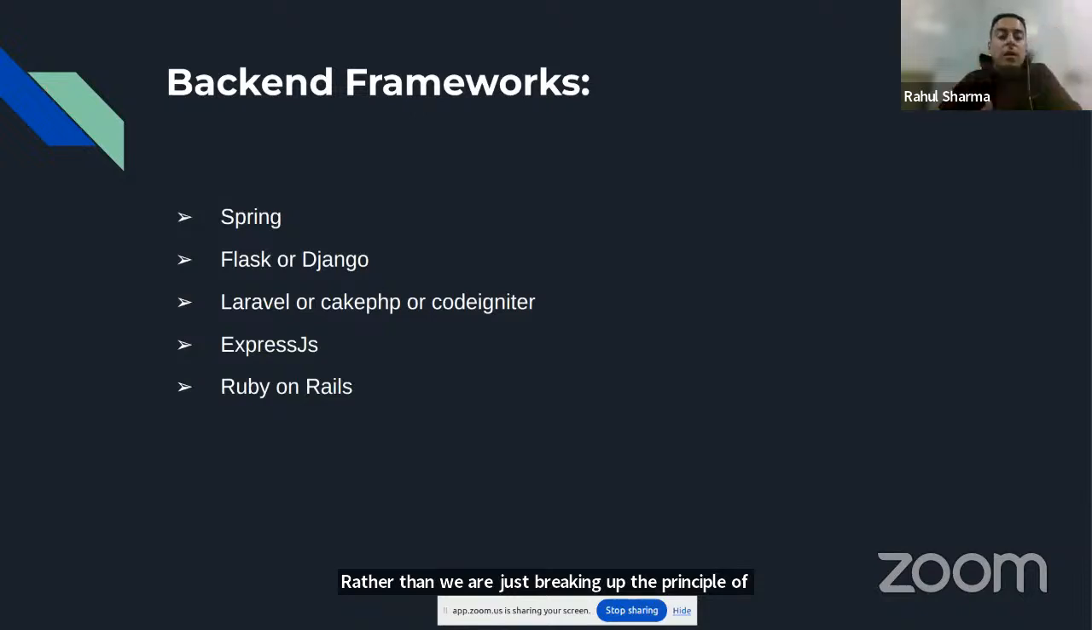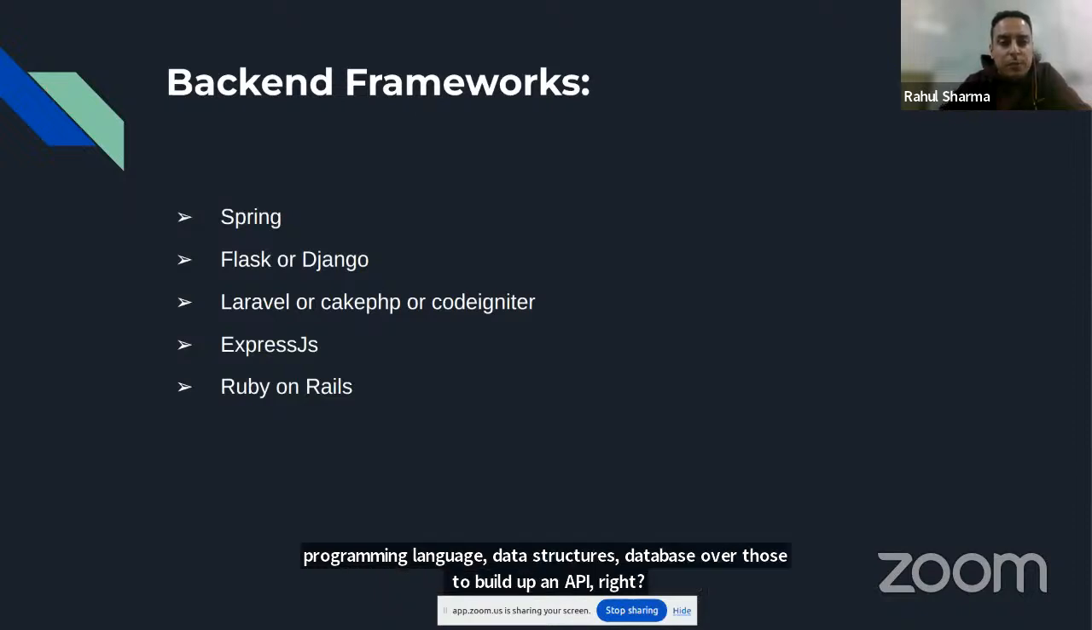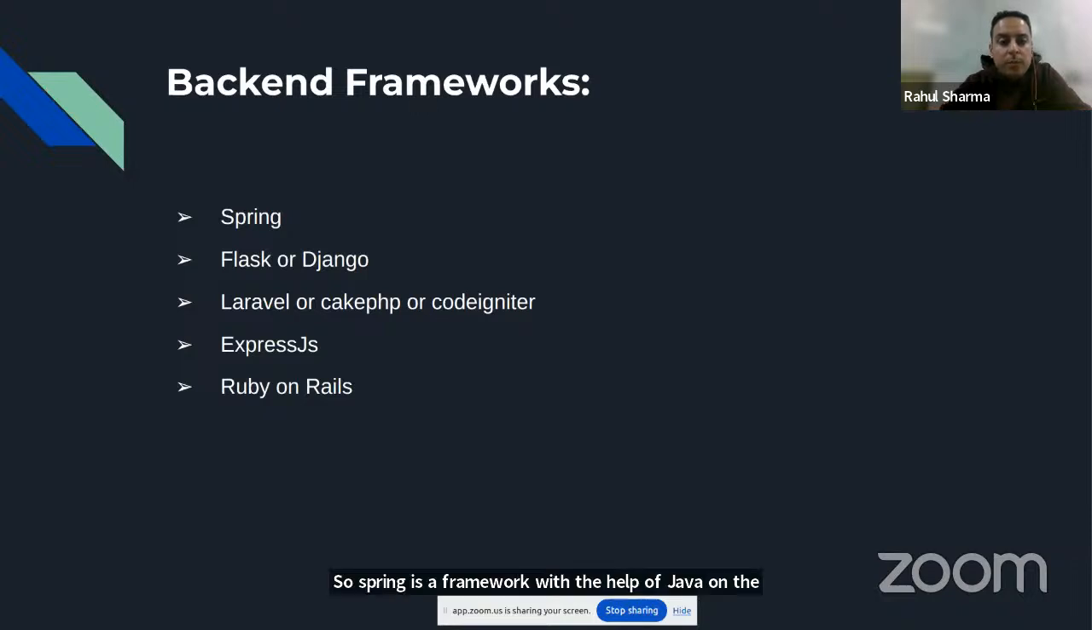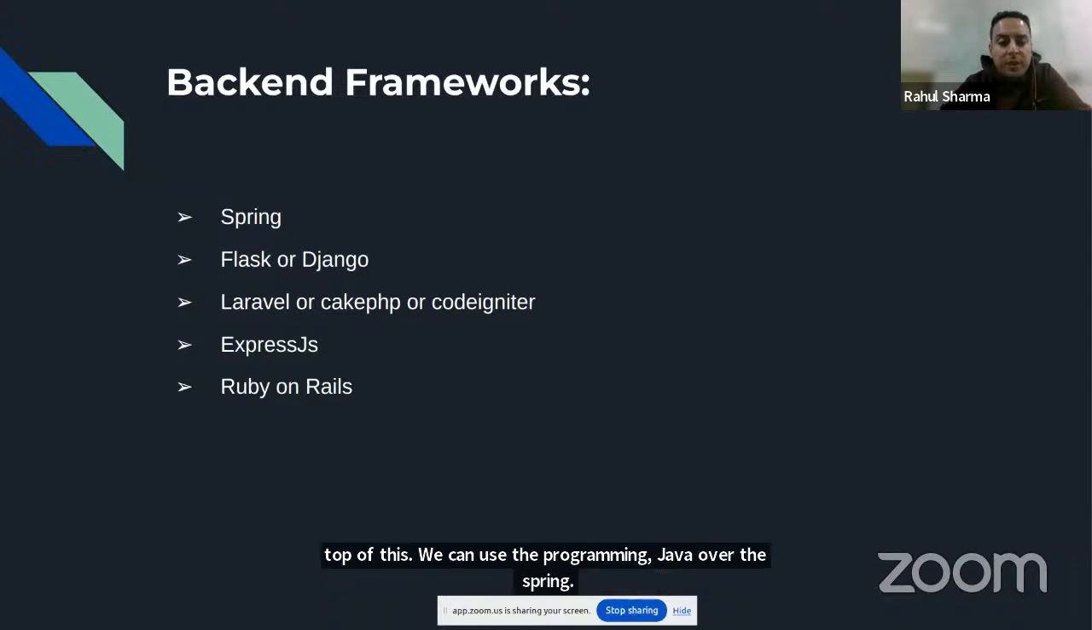These are the pre-built market frameworks which we can use, and on top of those we can use a programming language, data structures, and a database to build an API, right? So Spring is a framework used with Java. On top of it we can use the programming language Java. Flask or Django is the framework on top of which we can use Python.